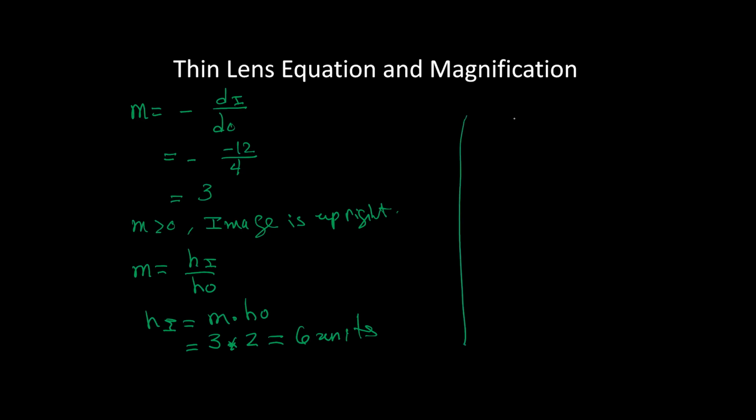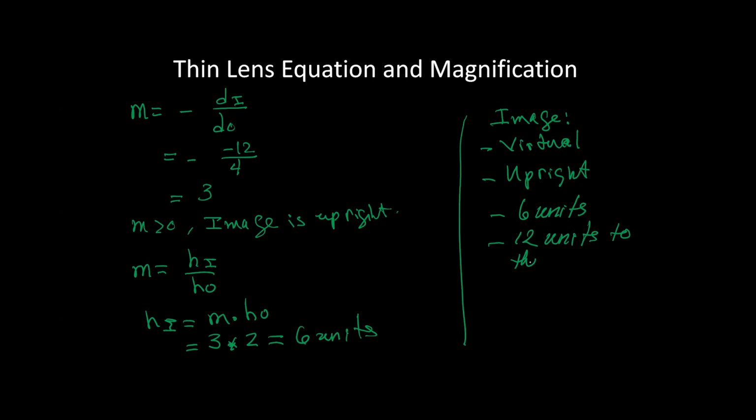So now we have the image summary: virtual, upright, 6 units, and then 12 units to the left of the lens. Okay, we don't need to put negative here, right? If we just say negative 12 units, then we leave it up to the reader to know that is to the left of the lens. Or we could say it's 12 units to the left of the lens. Again, the negative and left of the lens mean the same thing. Okay? And this is it. We know everything about the image right now, just by ray tracing and the thin lens equation.